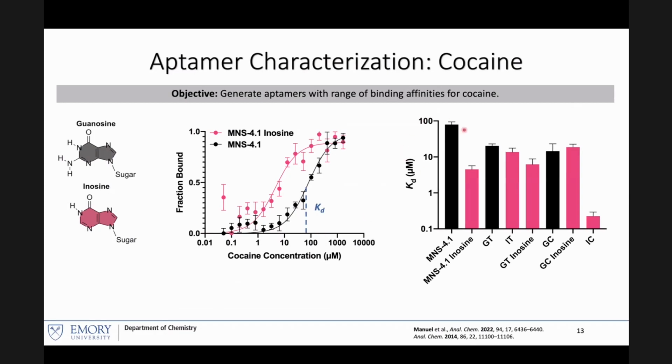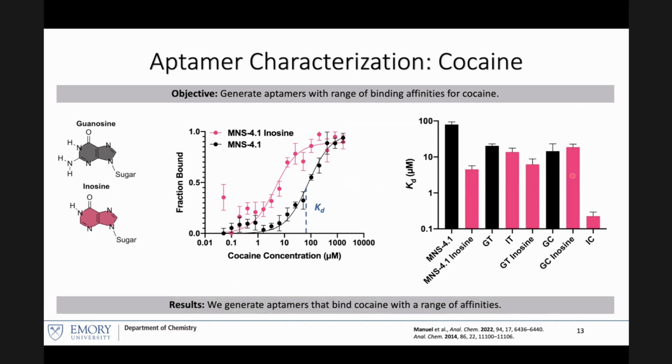And as you can see, we successfully generated a range of binding affinities to cocaine, ranging from about 80 micromolar to about 230 nanomolar. So that was perfect because, again, we think the enzyme Km at this point in time was 5 micromolar. So that means we have 80, which is much worse than 5, and then 230 nanomolar, which is much better than 5. So we had a really good range to work with here.